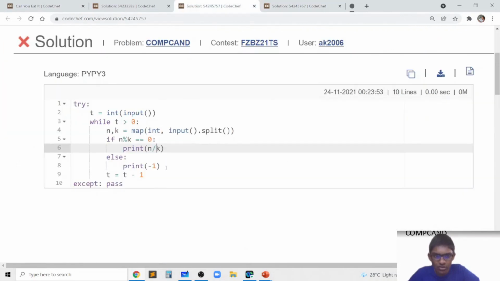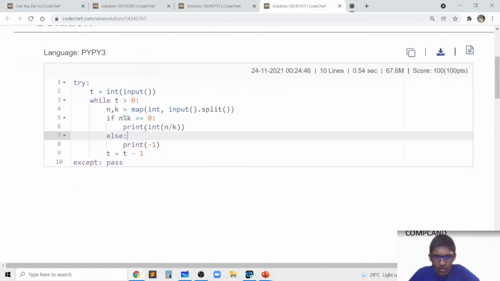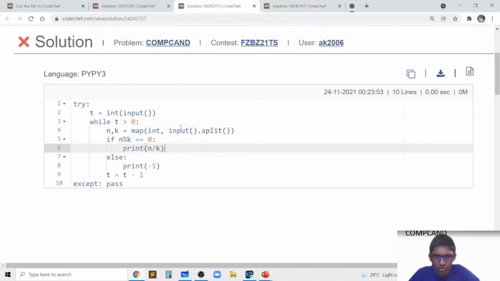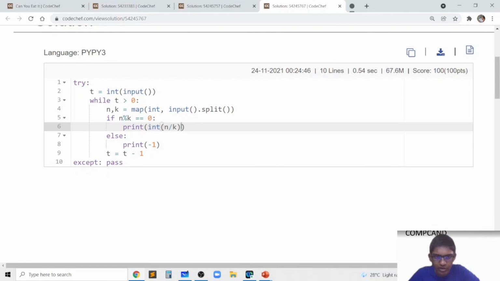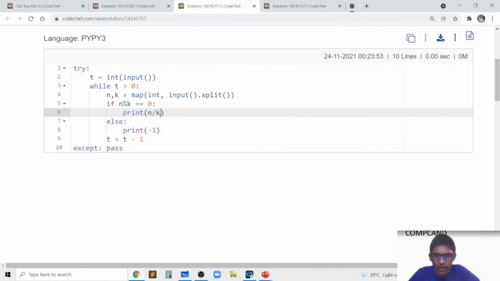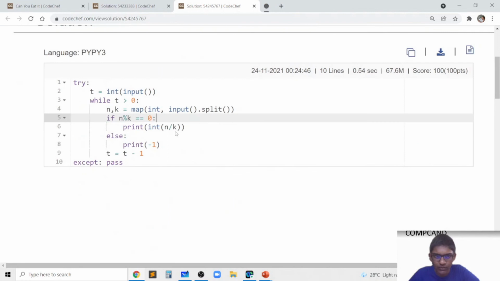The reason why it will happen is because n by k will become a float data type and that won't work. We need an int data type. So to solve that issue, we take the exact same code and we just change the 6th line to be int n by k. In this way, you'll realize that we're always printing an integer and not a float. So we're always printing 3 instead of 3.0. And that's why this code will get accepted and the other code will give a wrong answer.